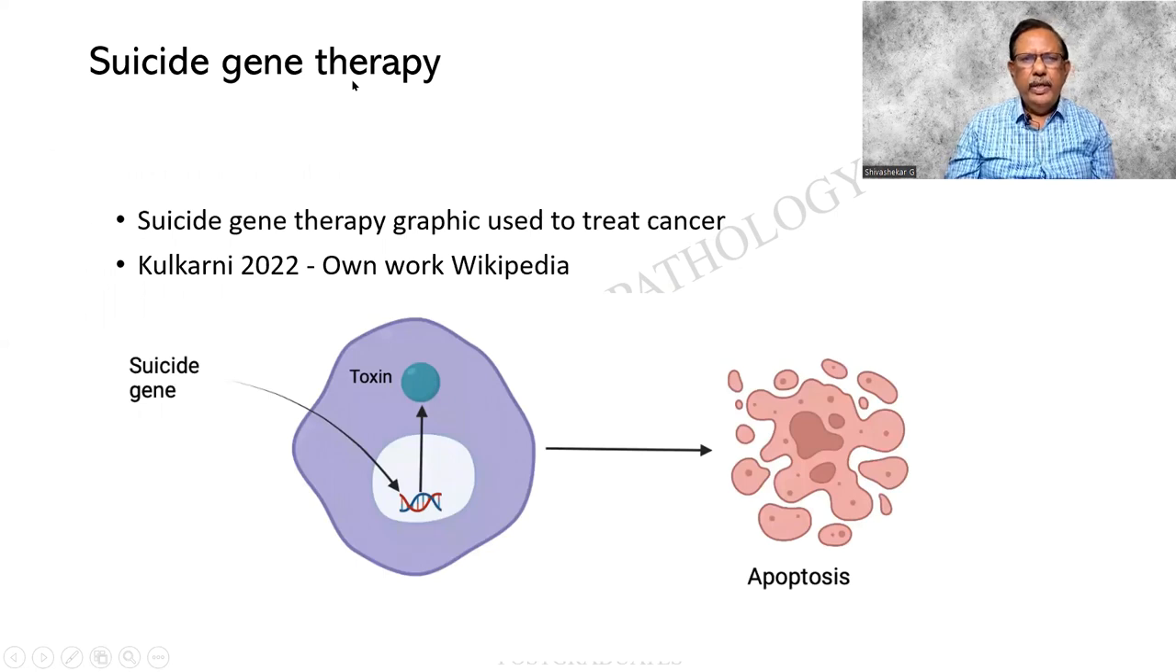Suicide gene therapy. Suicide means you must be knowing about the suicide bombers. They enter a crowd and then they switch on the button and then there is a lot of death around. Similarly, you find that there is a gene called the suicide gene. And when it is introduced into this particular cell, it gets incorporated in it and it produces a toxin which can be destructive to the cell itself. It was used to treat cancer. And this is the reference again thanks to Wikipedia. There is an apoptotic chain, the cancer cell is getting killed.